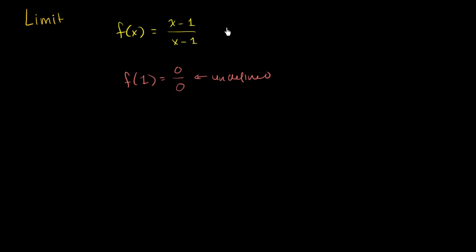So you can make the simplification. You can say that this is the same thing as f of x is equal to 1, but you would have to add the constraint that x cannot be equal to 1. Now this and this are equivalent. Both of these are going to be equal to 1 for all other x's other than 1, but at x equals 1, it becomes undefined. So how would I graph this function?